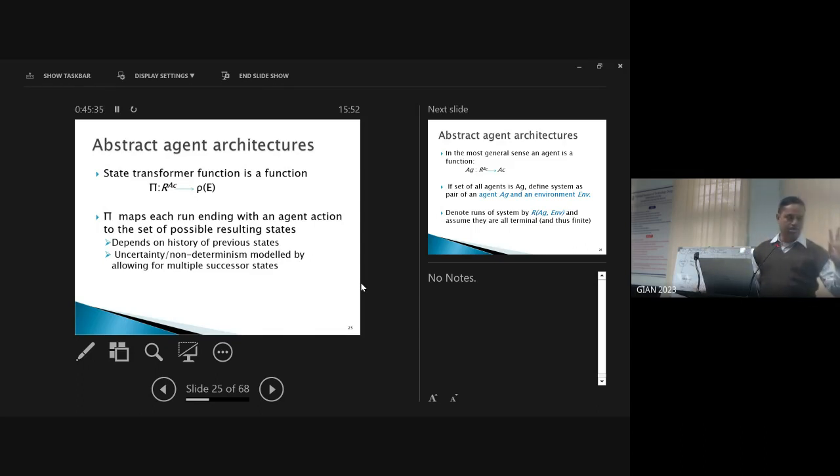It is in one state. On that state, the agent is situated. It performs some action, and it will lead to another state. But you cannot determine which state it will go to.